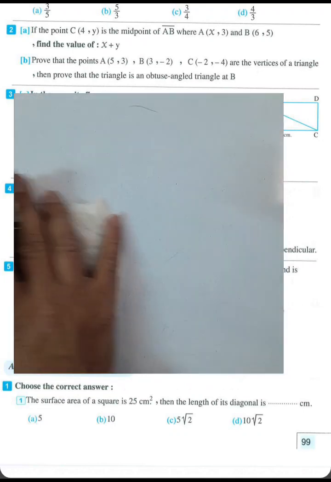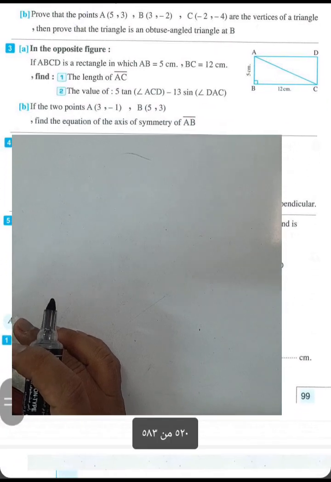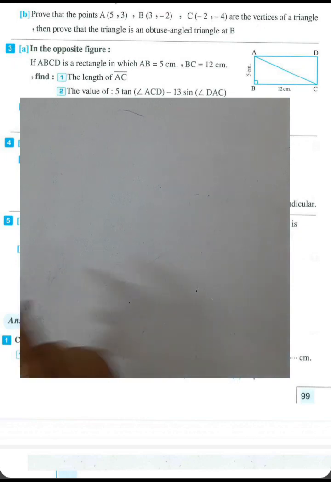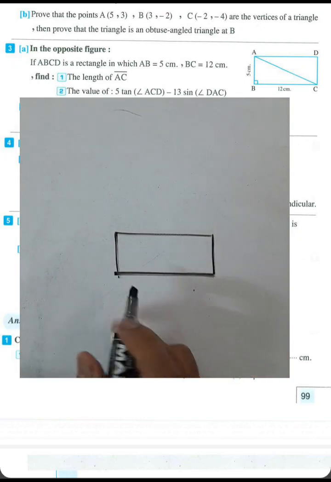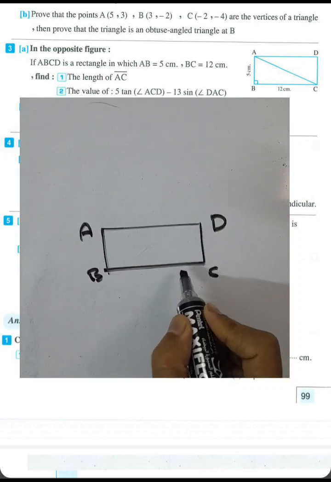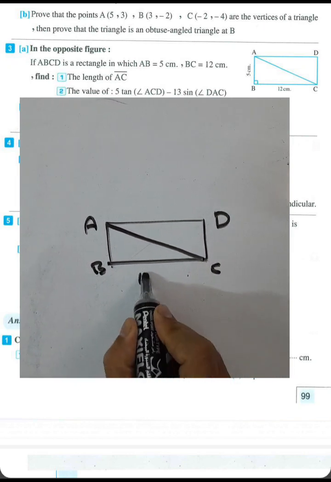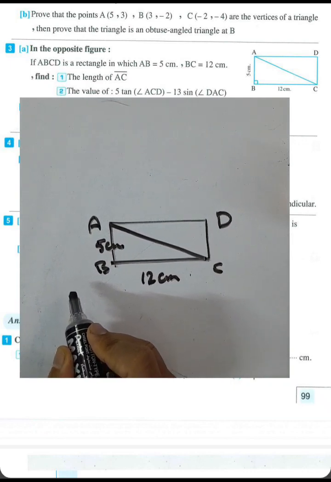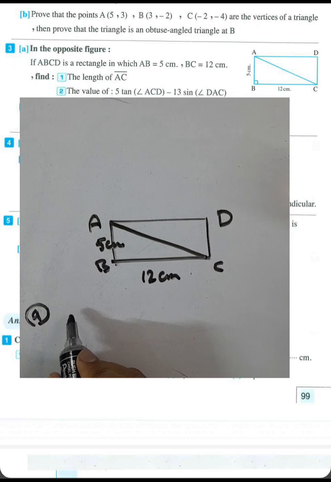Next question, number 3. In the opposite figure, we have rectangle A, B, C, D, and we have here 12 centimeter and 5 centimeter. It was question letter A. We want to find the length of AC.